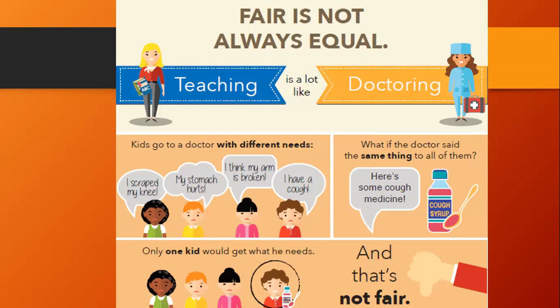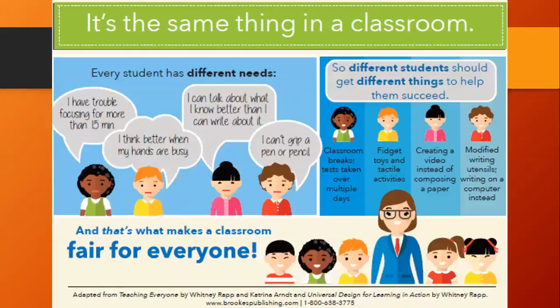So kids go to doctors with different needs. Someone broke their arm, or they have a cough, or they have the stomach bug. What if the doctor said the same thing to everyone, that if you came in with a broken bone, you get cough medicine? Then only one of those children would actually get what he needs. And that certainly is not fair. And so it's important that we think about it in that way.